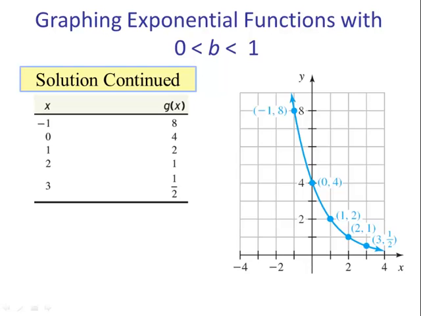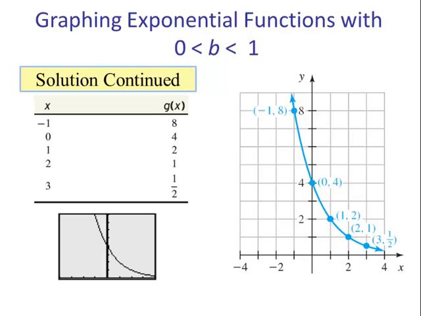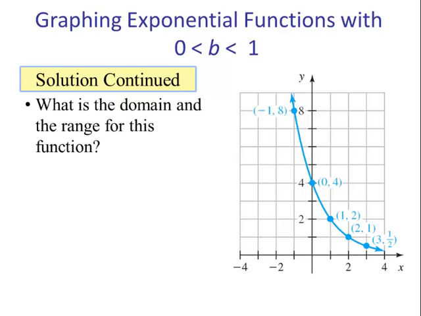And this is what the graph looks like. This is what we call an exponential decay. This is a strictly decreasing function. This is what the graph looks like on the graphing calculator. What is the domain and range of this function?